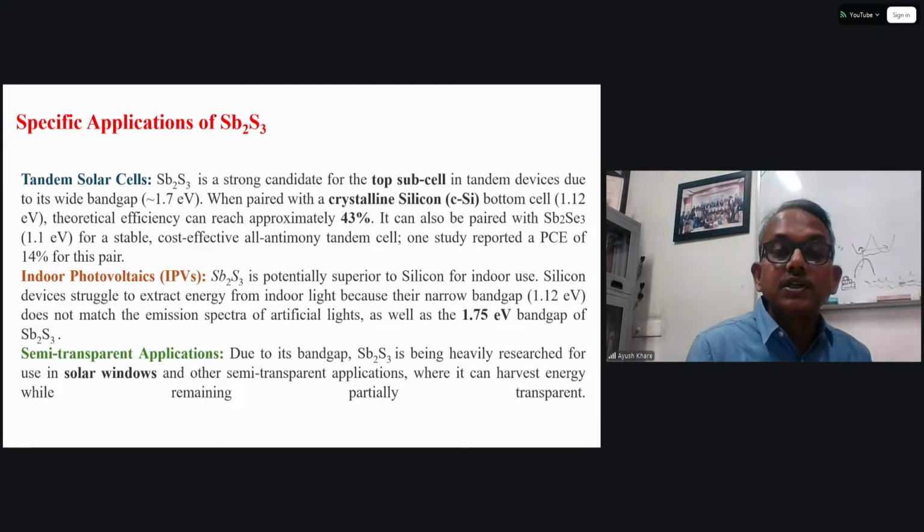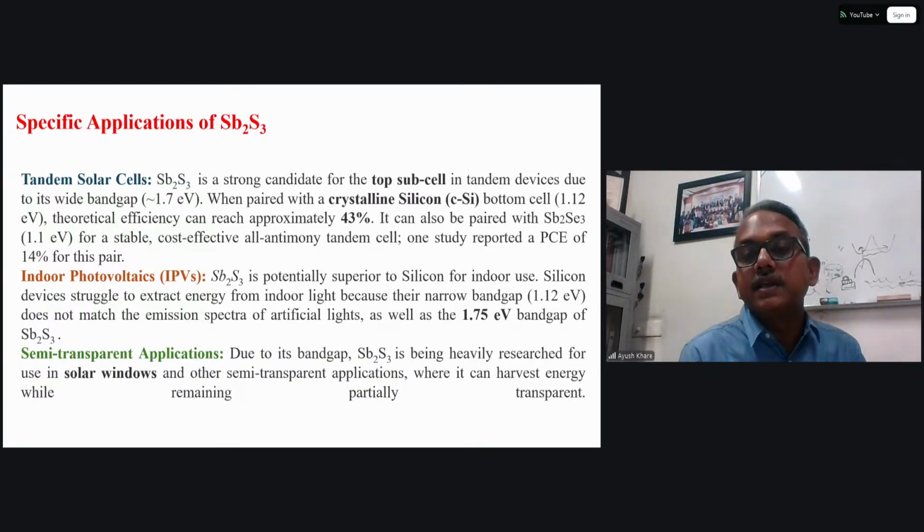For those who are new to this field, all we are discussing is just the opposite of a solar cell. Sorry, a light emitting diode. A light emitting diode is given electrical energy, and then light is emitted, but in the solar cell we give light and we get electricity.